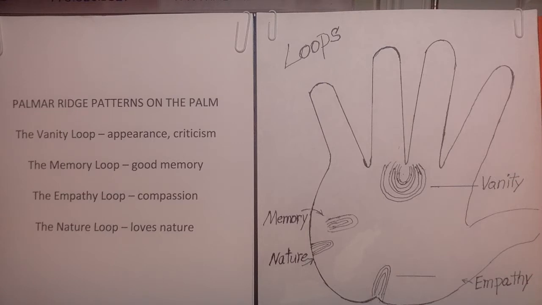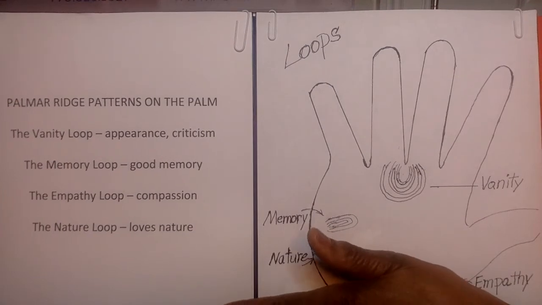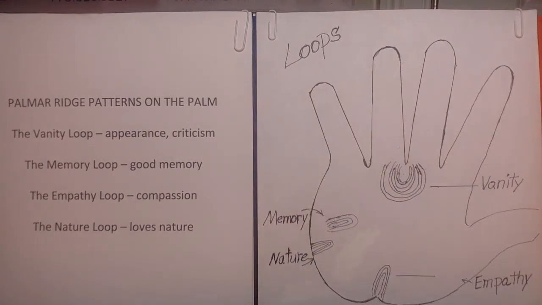Okay? And the next one is the memory loop. Well, good memory. And there's a little more. And there's the empathy loop. Compassion. That is one of the key words there. And of course, the last one, the nature loop. Loves nature. All right? Now, keep those in mind. Refer to them if you have to. And we're going to now take a look at where they are located.